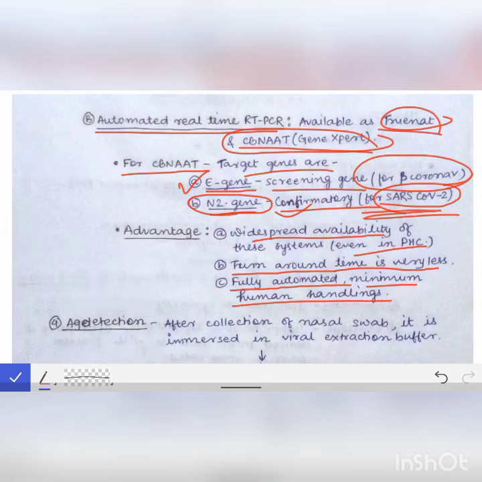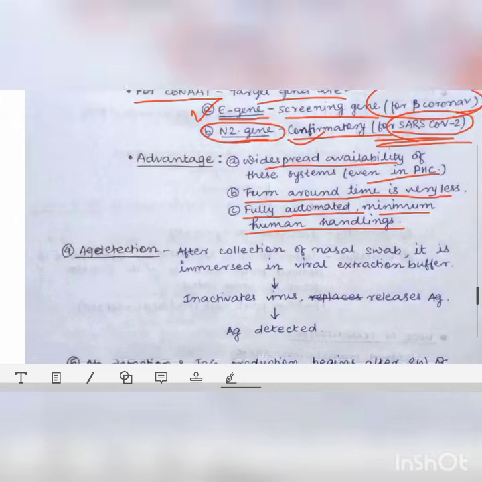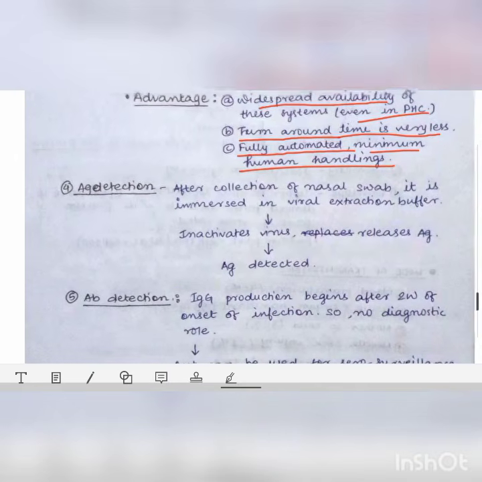Minimal human handling occurs in these automated real-time RT-PCR machines. So these are much better than the real-time RT-PCR methods.